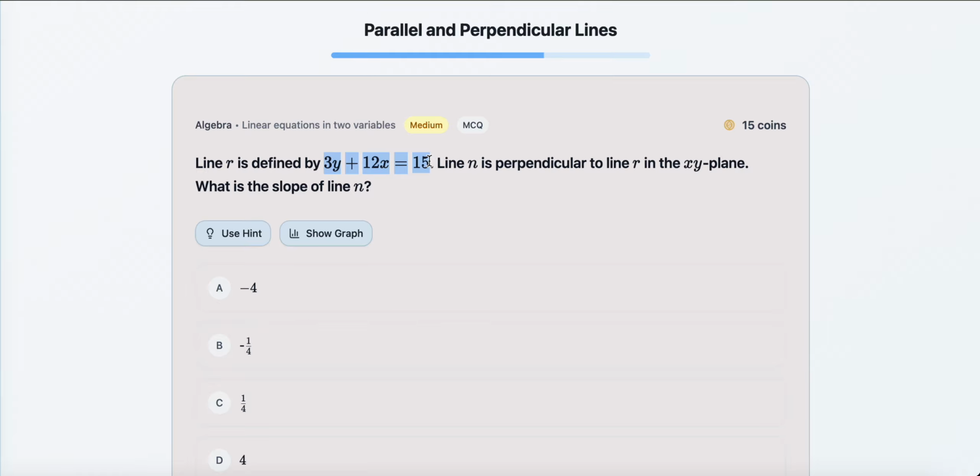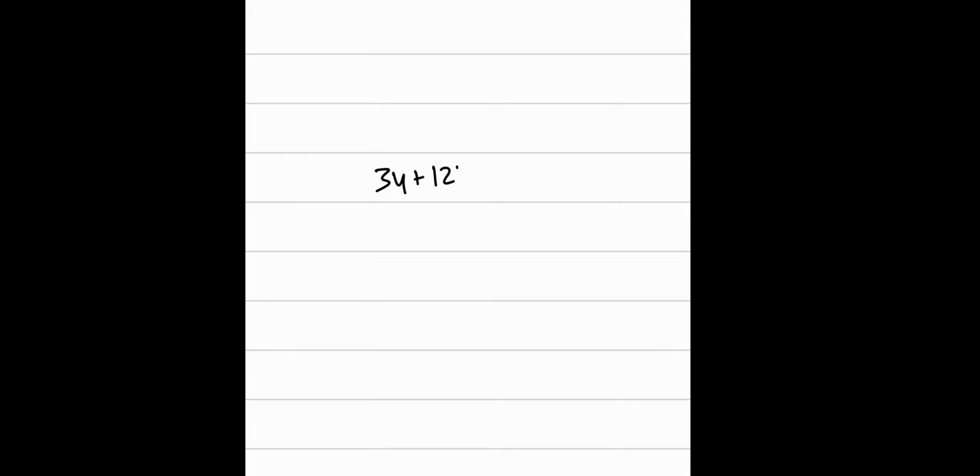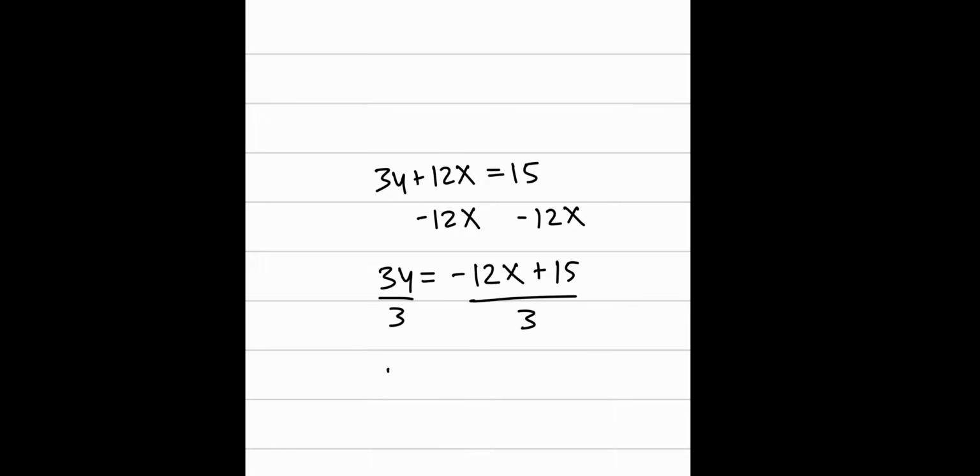We need to convert this to slope-intercept form first, and then we can find the slope of the line perpendicular to this one. So 3y plus 12x equals 15. I'll start off by subtracting 12x from both sides, and I end up with 3y equals negative 12x plus 15. Now I want to get rid of this 3, so I'm going to divide both sides by 3, and I end up with y equals negative 4x plus 5.